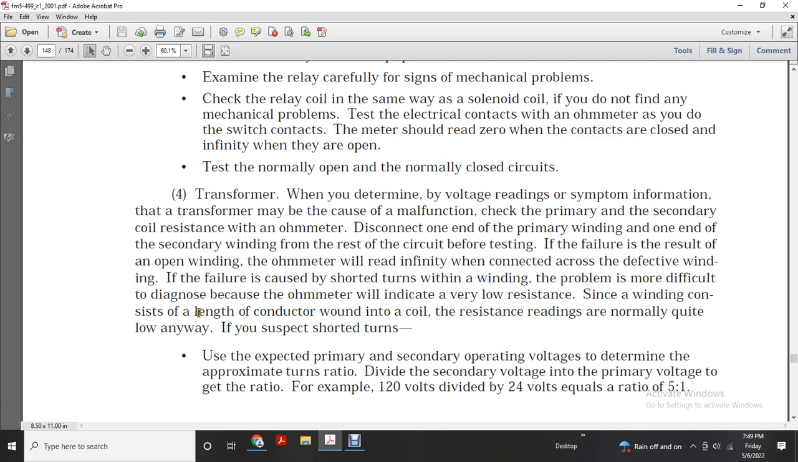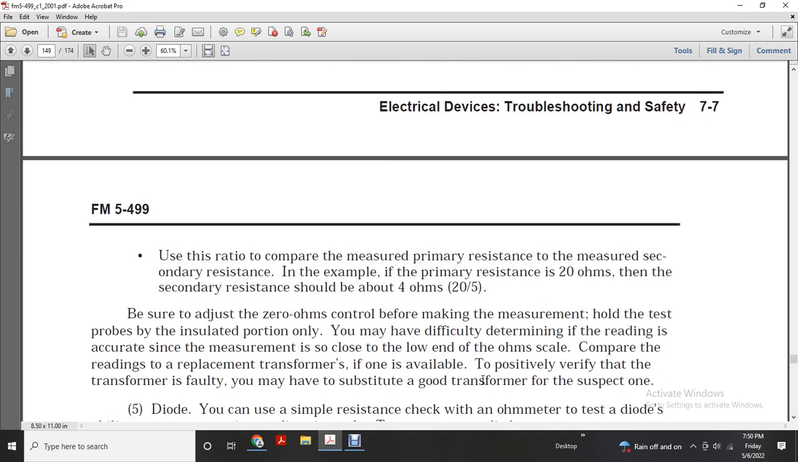Since a winding consists of a length of conductor wound into a coil, the resistance readings are normally quite low anyway. If you suspect shorted turns, measure the primary and secondary operating voltage. Determine the appropriate turns ratio by dividing the primary voltage by the secondary voltage. For example, 120 volts divided by 24 volts equals 5 to 1. Use this ratio to compare the measured primary resistance to the measured secondary resistance. For example, if the primary resistance is 20 ohms, then the secondary resistance should be 4 ohms.